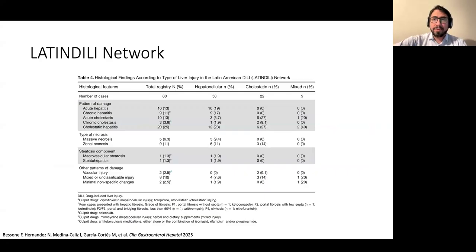And this is complementary data from the LATIN-DILI, just to show you that they have 80 cases with a liver biopsy, and in just 2 of them, they identified a steatosis component. So even if drug-induced liver injury could be more frequent in the MASLD population, probably the phenotypes of drug-induced liver injury are not specifically linked to steatotic liver disease.